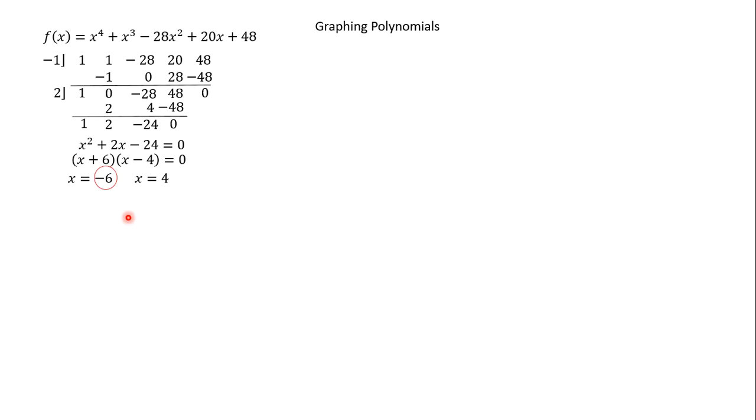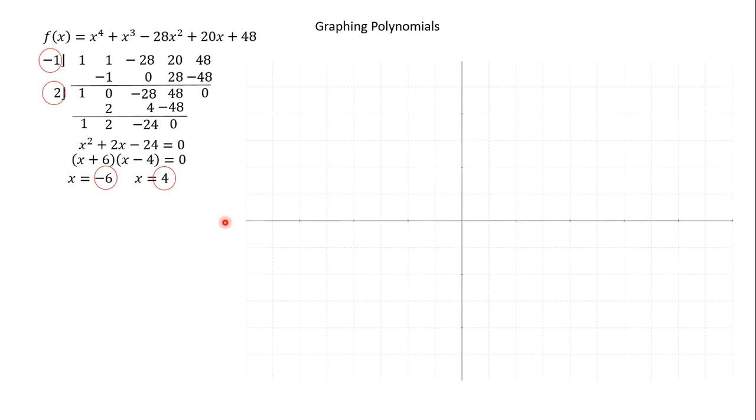We have some zeros here. We have 4 zeros. We needed 4 zeros. So we can get an appropriately sized graph, and we can put our zeros on the graph.